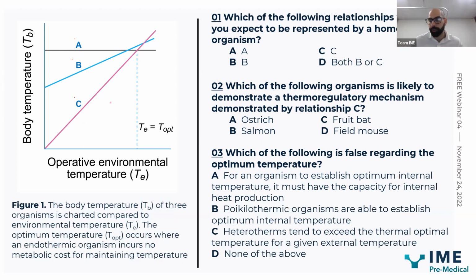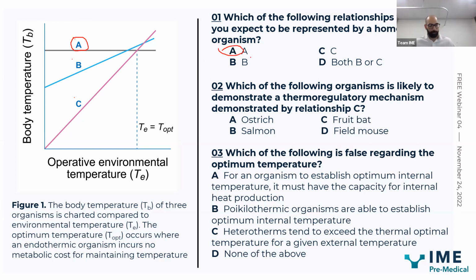Based on the definitions we read on the previous page, the first question asks: which of the following relationships would you expect to be represented by a homeothermic organism? So it's going to be A or B. One of them is homeothermic, one of them is poikilothermic, and the other one's heterotherm. You've said correctly that it is A. And the reason why A is homeothermic, would you like to explain to me why?